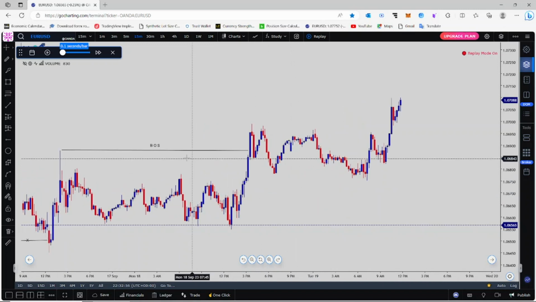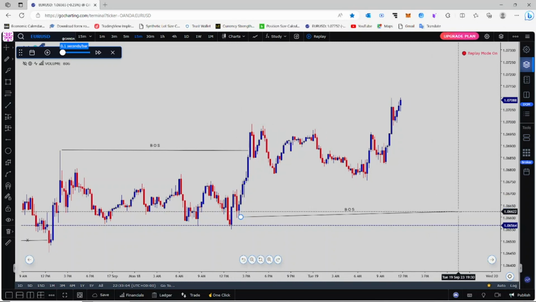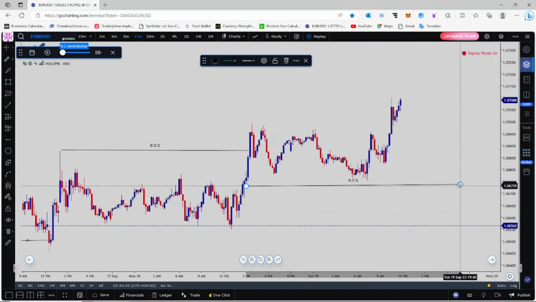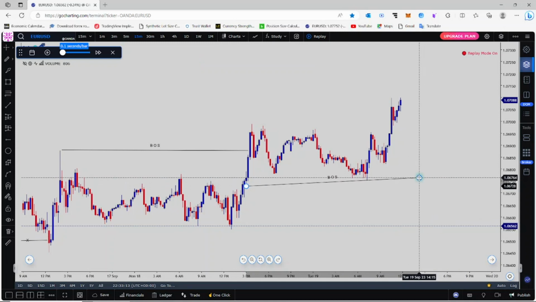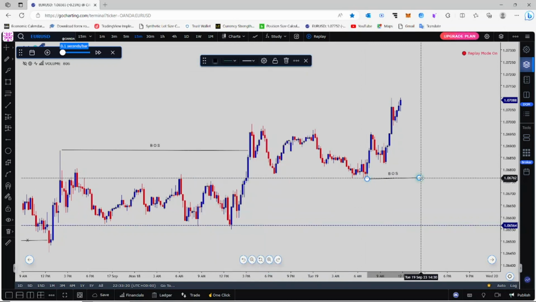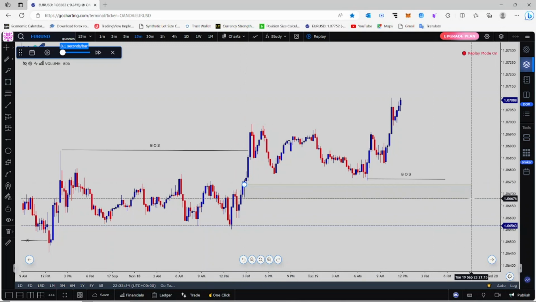Okay, so where is our inducement? This is our internal low. Sorry, I said this. This is now our internal low over here. If this low is taken, then we can buy from any other block that we see. So everything here has been mitigated, except this wick here that has not been mitigated.